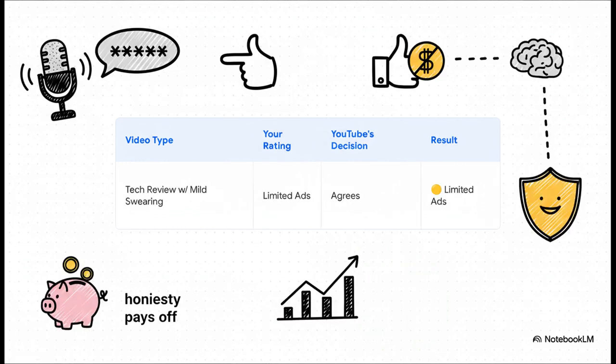Perfect. Now, check this out. Let's say you did a tech review and there's some mild swearing in it. You're honest about it, so you rate it for limited ads. And guess what? YouTube agrees with you. Now, you still get a yellow icon, but, and this is key, this is a huge win. Why? Because your honest rating matched what YouTube thought. That boosts your accuracy score. Honesty really does pay off here.